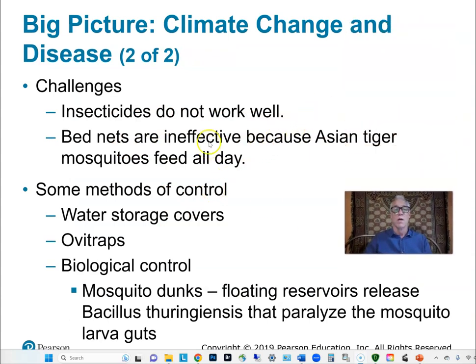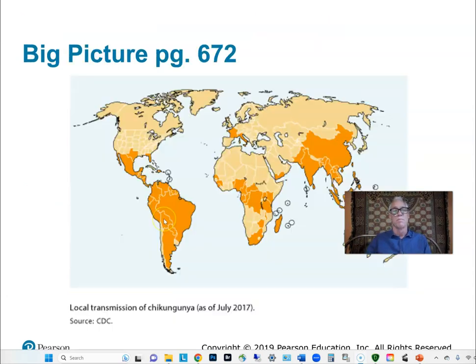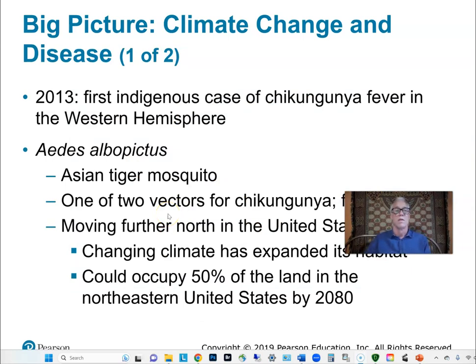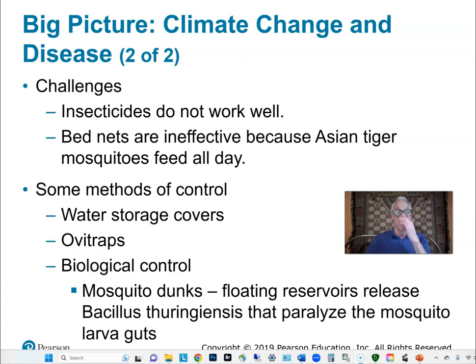So the problem, again, is that the bed nets aren't effective, so there's no easy, quick solution. Insecticides don't work very well. It's hard to keep these mosquitoes at bay, Aedes albopictus mosquitoes. Some methods of control: making sure there's no standing water on the premises or in the general area, and just trying to find ways to capture the mosquitoes as they breed in the water.